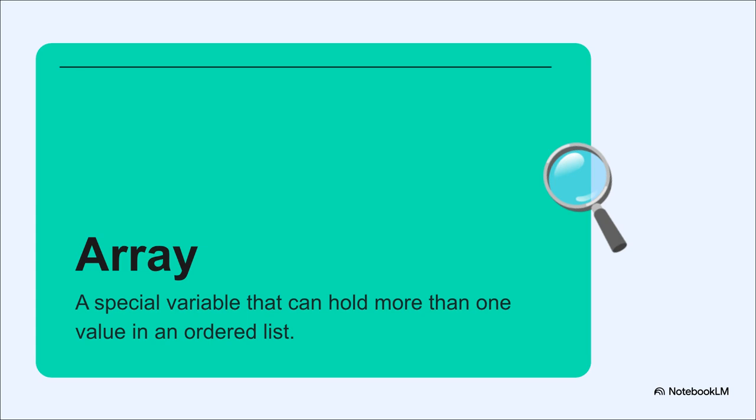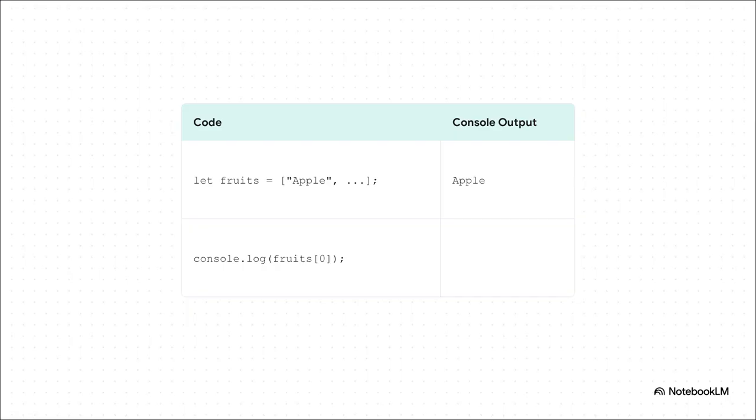It's like one big variable that can hold an entire ordered list of items. Let's make one right now. We'll create an array called fruits, and we'll put apple, banana, and orange inside.